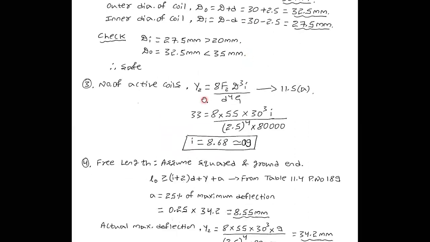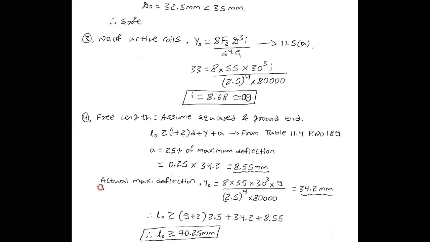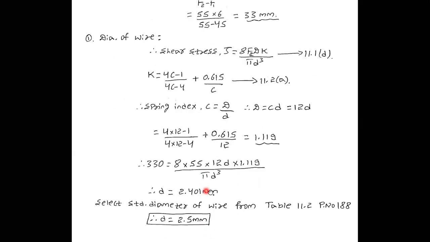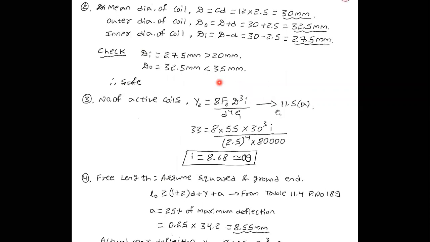Here you can see that we obtained the maximum deflection as 33 mm. If you take 33 mm, the I value you get is 8.68. But we are rounding it to 9, which means the deflection will change, because you are increasing the number. For that reason, you have to calculate the actual maximum deflection. How to calculate the actual maximum deflection? Use the same formula, Y2 is equal to, as you can see here.